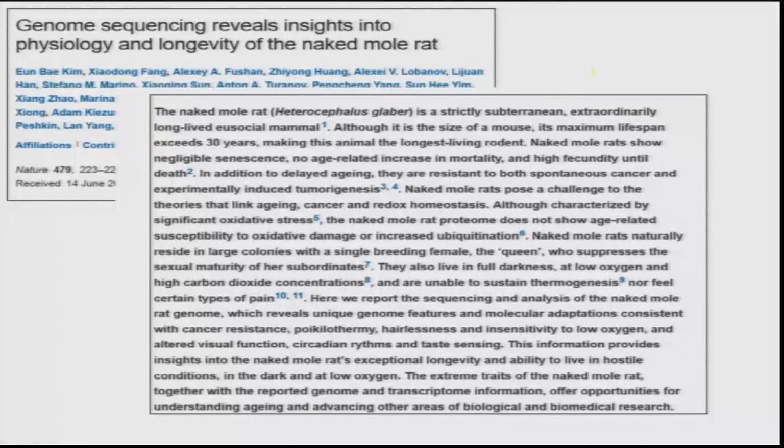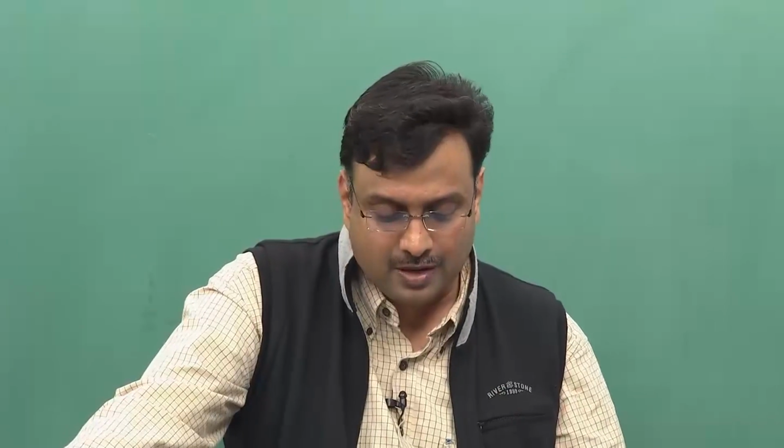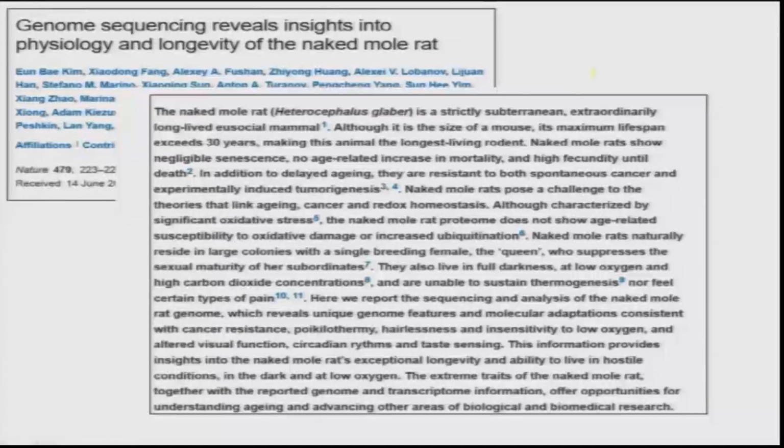So it is a gifted organism which has gotten rid of whatever we think they should get rid of, whatever is there in the genome. So what they have done is sequenced and analyzed the genome of the mole rat, which reveals unique genome features and molecular adaptations consistent with cancer resistance, poikilothermy, so you can survive in different temperature regimes, hairlessness, you have fur for protection, they don't need that. Insensitivity to low oxygen, they live in hypoxic conditions, very little oxygen, and they survive better. And altered visual function, they cannot see but still they function.